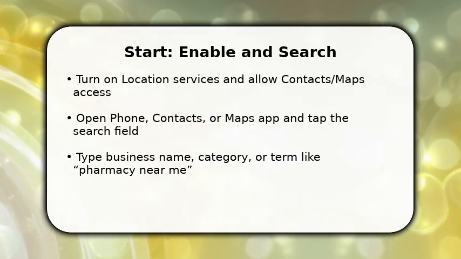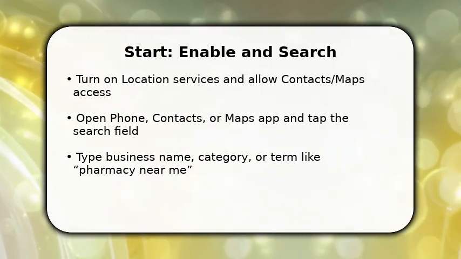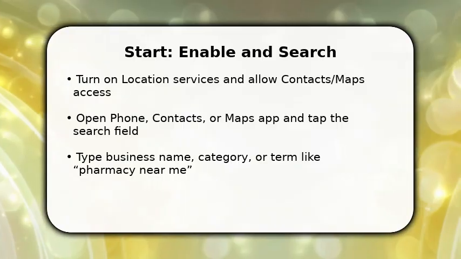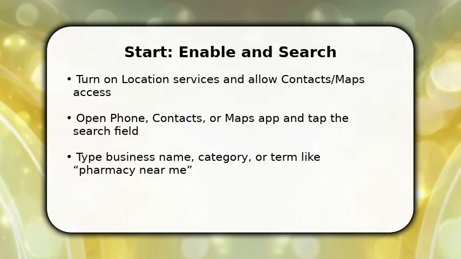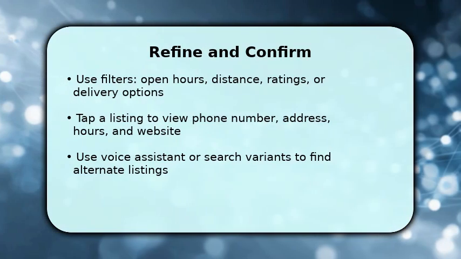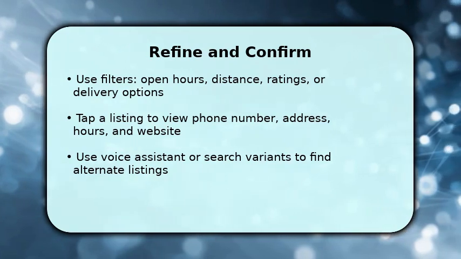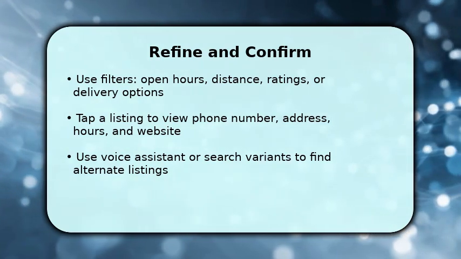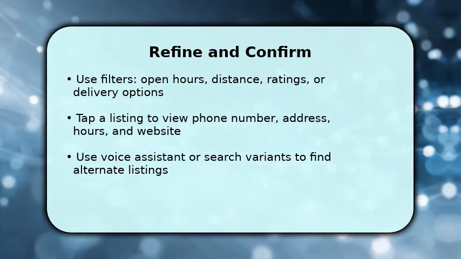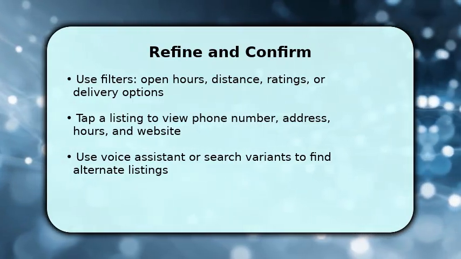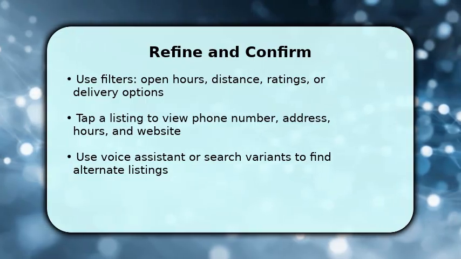This connects your position to nearby listings so you can see contact options without delay. After initial results appear, refine them by filtering distance, hours, or ratings to narrow choices. Tap a listing to reveal the phone number, address, hours, and website. That page often shows a direct call button and directions.